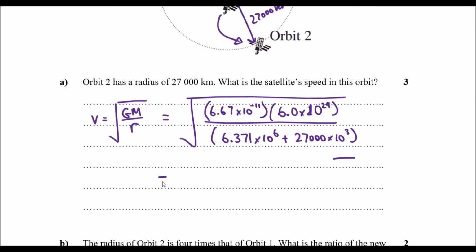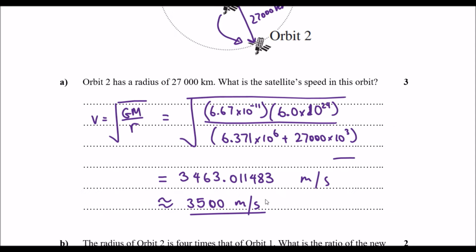The value I get is, let's see, 3,463.01148 meters per second. If we look at the significant figures that we should round it off by, you can see 2 is the smallest number, so we round it off to the smallest significant figures of 2, so it'd be roughly 3,500 meters per second. And that solves us with that problem there.